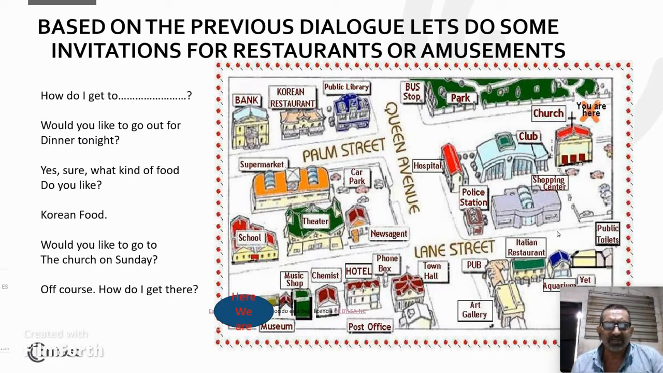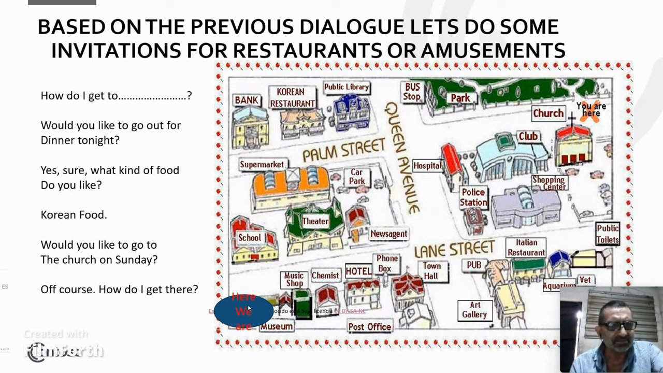Let's see how this goes in practice right here. Based on the previous dialogue, let's do some invitation for preference or amusement. So let's pretend that we are right here. This is the hotel. Sorry because I covered it. It wasn't my intention to cover that completely, but then you can find the Korean restaurant right here, or the Italian restaurant, or the church, the club, supermarket, and the public library. Okay, so get back to the hotel, and don't forget the main question is how do I get to? Let's practice with this short dialogue right here.